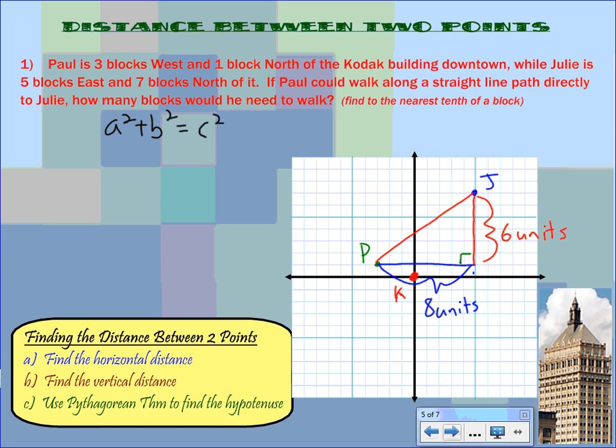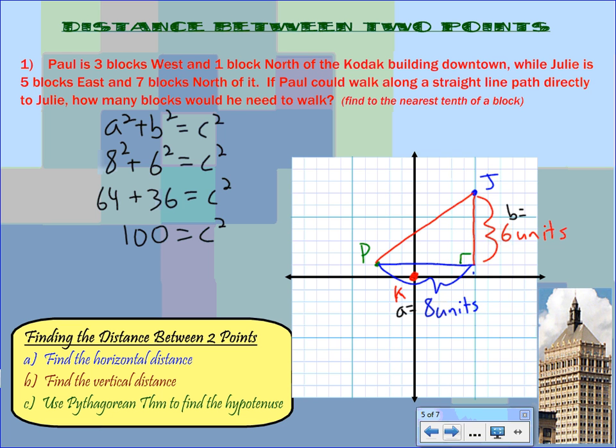I'm going to call the a 8. I'm going to call the 6 our b. So I'm going to plug these values in. 8 squared plus 6 squared equals c squared. And we're going to square both of those. 8 squared, of course, is 64. 6 squared, of course, is 36. Equals c squared. And we can add these two things together. 64 plus 36 will give us 100.